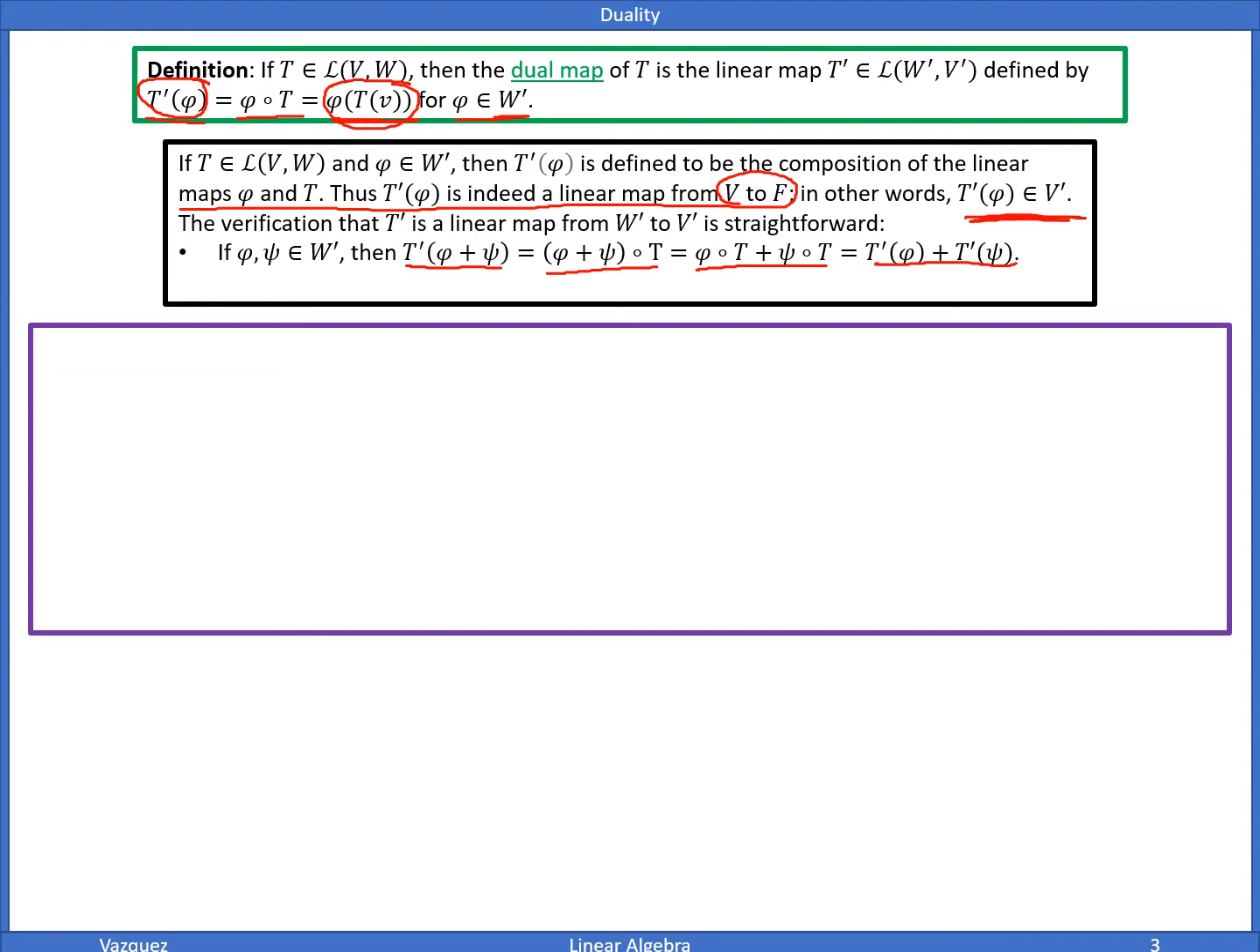Right, so the next step, if lambda is in F, and phi is in the dual space of W, then again, we just apply the definition. We can take out that lambda, and we get that same result, just with the lambda factored out, showing us the homogeneity.